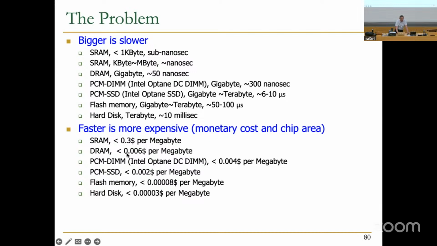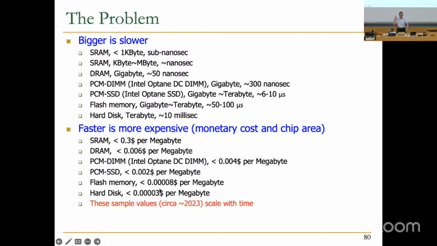And then faster is also more expensive. This is the dollars per megabyte comparison. You can see that SRAM is multiple orders of magnitude, like 50x, actually less than 50x. Yeah, about 50x. No, that's 500x, right? 500x more expensive than DRAM per megabyte. Phase change memory is slightly cheaper than DRAM. Flash memory is much, much cheaper than DRAM, as you can see. And hard disk is even cheaper than flash memory.